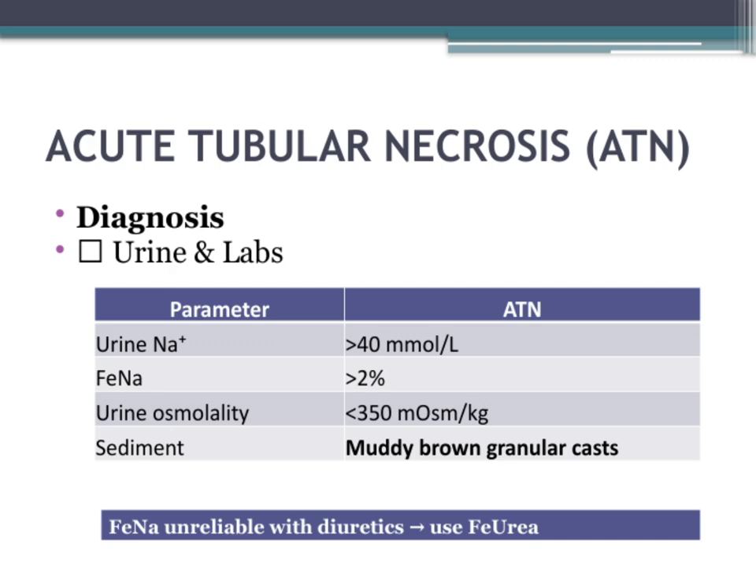Urine osmolality in ATN is typically less than 350 milliosmoles per kilogram, showing the kidney's reduced concentrating ability. When examining the urine sediment, we often see muddy brown granular casts, which are characteristic of ATN and point to tubular cell injury. Putting all these pieces together, the diagnosis of ATN relies heavily on urine and lab findings, and recognizing these patterns helps us distinguish it from other causes of acute kidney injury.